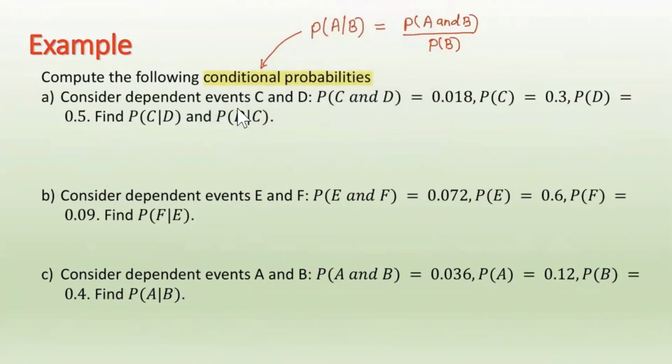Consider the dependent events C and D, where probability of C and D equals 0.018, probability of C is 0.3, probability of D is 0.5. We have to find two probabilities. The first one is probability of C given D.